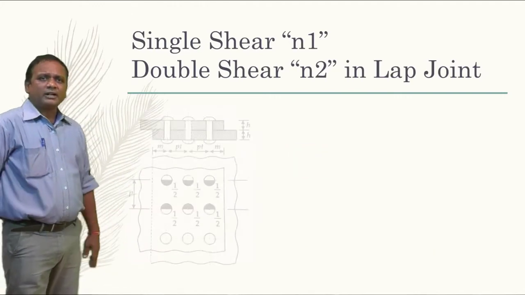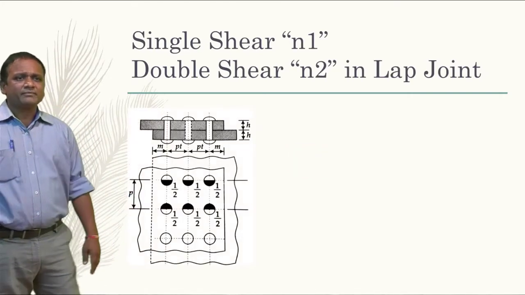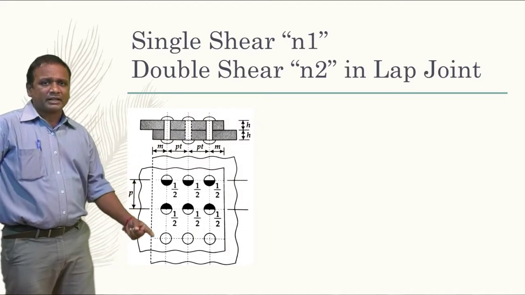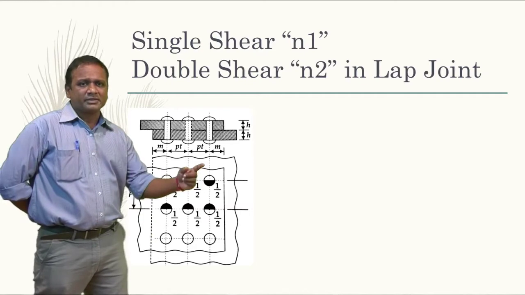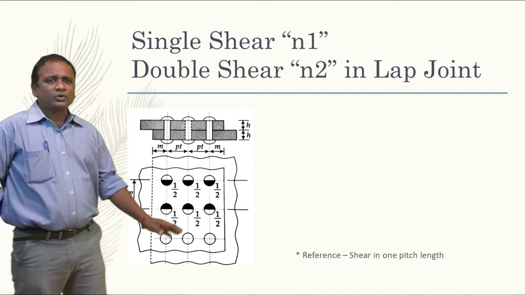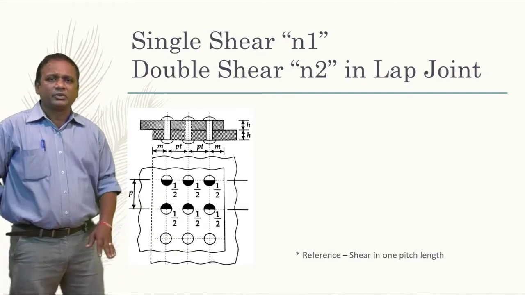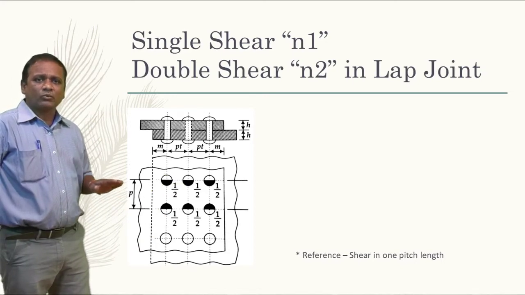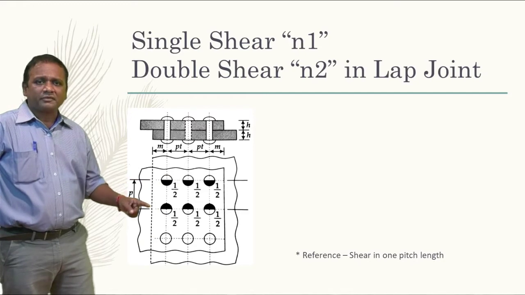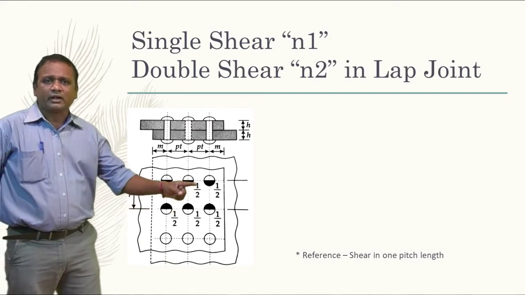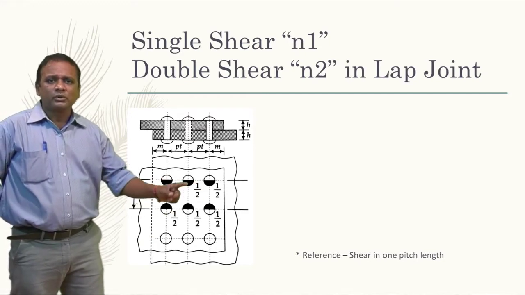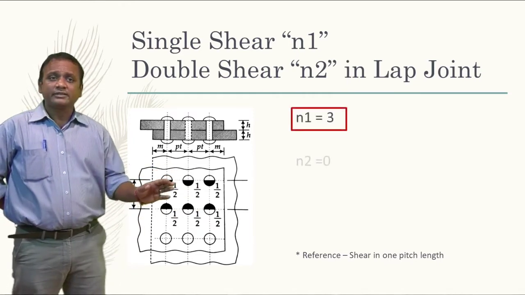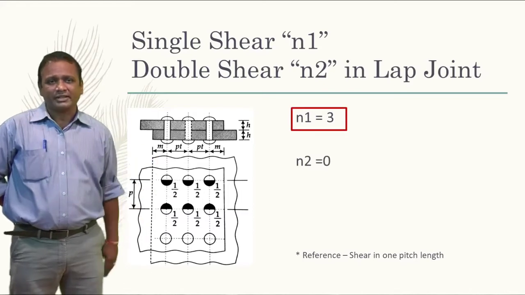Now coming ahead, this is a condition in a chain arrangement, not a zigzag arrangement. As you can see, the rivets have been arranged in a chain way. Again, in order to know N1 and N2 in this condition, you know that the reference is again the shear in one pitch length. In one pitch length, you can see half and half of a rivet over here, half and half of a rivet over here, and half and half of a rivet. So together 1, 2, 3. Therefore N1 should be 3, and N2 is 0. We don't have any double shear in this.